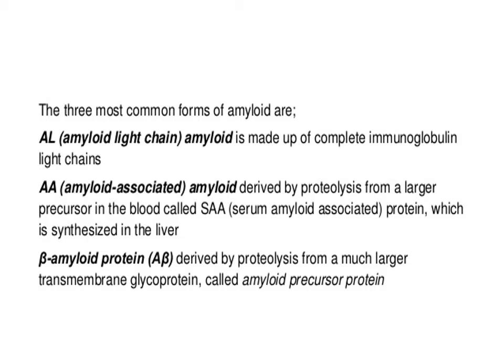AA, amyloid associated, is derived by proteolysis from a larger precursor protein in blood called serum amyloid protein, which is synthesized in the liver and is associated with chronic inflammatory conditions like tuberculosis, in which they tend to deposit it in various organs. Beta amyloid protein, A beta, is derived basically from proteolysis of a much larger transmembrane protein, which is called amyloid precursor protein, and it tends to deposit in cerebral arteries and plaques in amyloidosis.